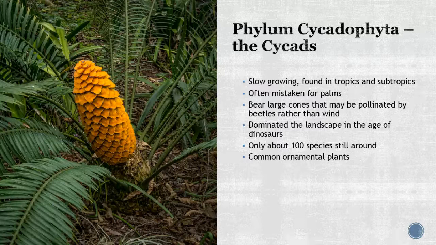Now, the phylum Cycadophyta are the cycads. You're going to find these mostly in the tropics and subtropics. These are going to be slow-growing plants, and people see those leaves and often mistake them for palms. But they're going to have this large cone that's going to be pollinated by beetles rather than wind, so using those insects to help them. These used to be really, really popular in the age of dinosaurs, and we only have about 100 species, but commonly these will be used as ornamental plants.